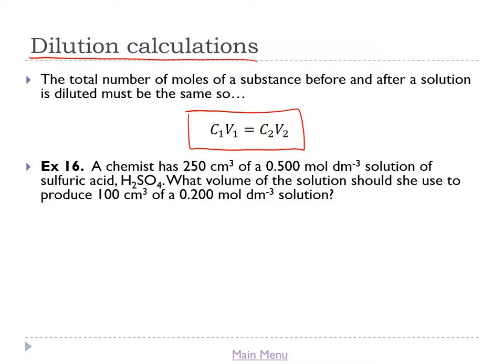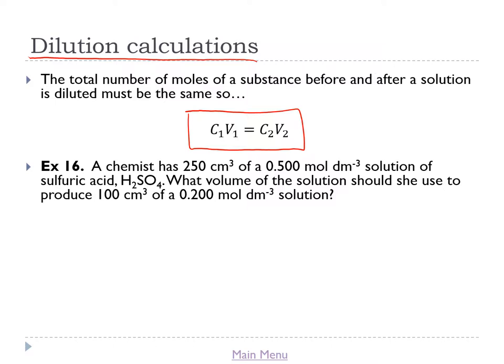What does this mean in practice? Let's look at example 14. A chemist has 250 centimetres cubed of a 0.5 mole per decimeter cubed solution of sulfuric acid, H2SO4. What volume of the solution should she use to produce 100 centimetres cubed of a 0.2 mole per decimeter cubed solution? So, first things first, we've actually got too much information here.